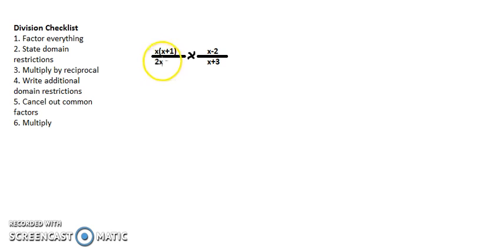So the domain restrictions for this are x cannot equal 0 because 2 times 0 is 0 and the denominator cannot equal 0. And x cannot equal -3 because -3 plus 3 is 0.